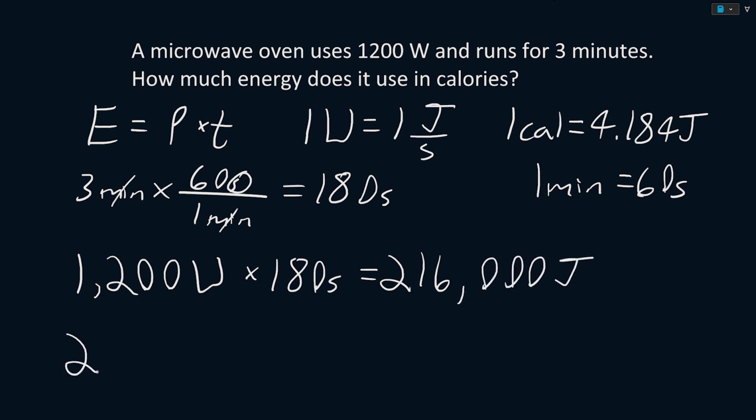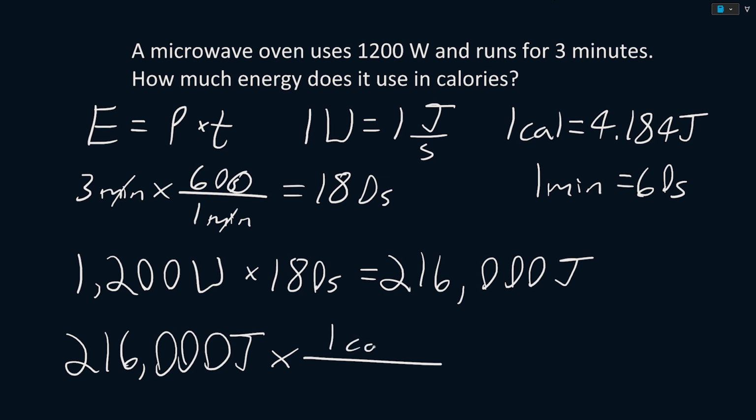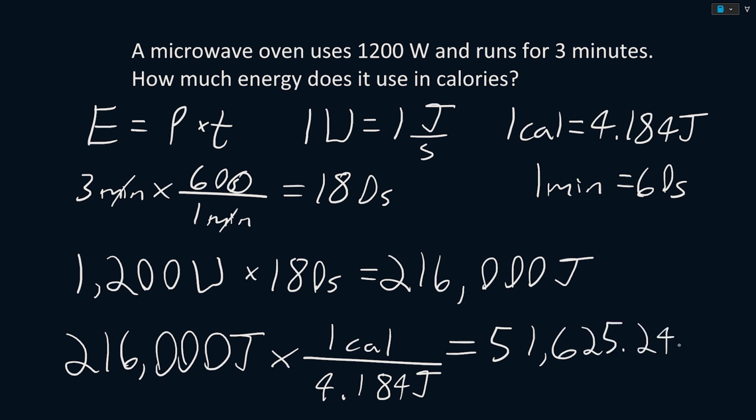Finally, we need to convert our 216,000 joules into calories by multiplying through our conversion factor of 1 calorie is equivalent to 4.184 joules. This gives us that the 1,200 watt microwave used 51,625.24 calories in 3 minutes.